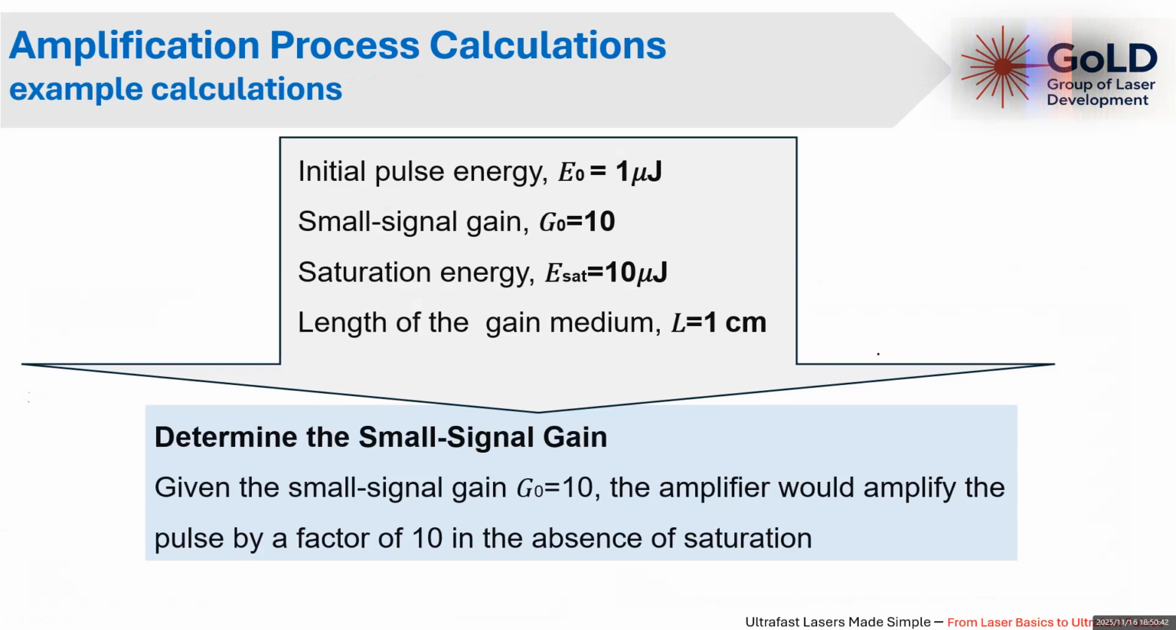Okay, so now if we have an example, we know these things: the initial pulse energy here, the small signal gain is 10, E saturation is 10 microjoule, and the length of the gain medium is 1 centimeter. And we are supposed to calculate E final and the gain, I think. That will be the next slide.